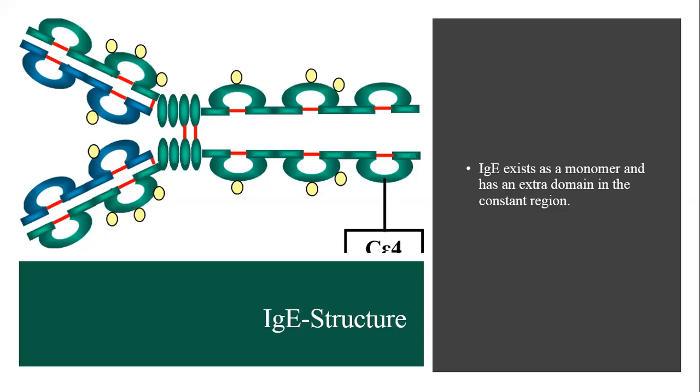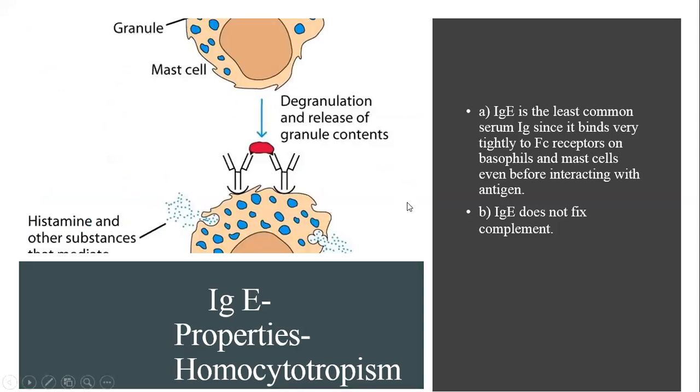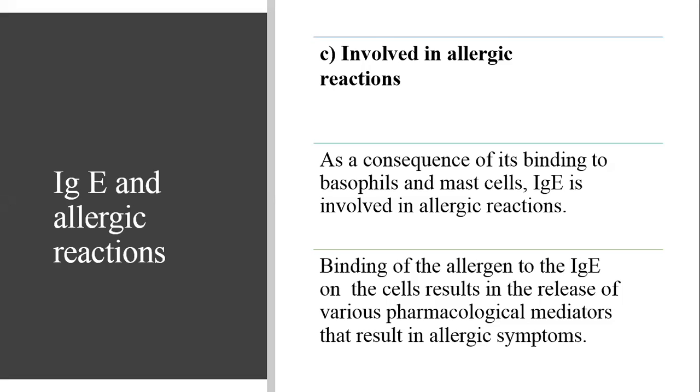IgE exists as a monomer, and it has an extra domain in the constant region known as C epsilon 4. It is the least common serum immunoglobulin, since it binds very tightly to the Fc receptor on basophils and mast cells, even before interacting with the antigen. IgE doesn't fix complement. IgE is involved in allergic reactions. As a consequence of its binding to basophils and mast cells, IgE is involved in allergic reactions.